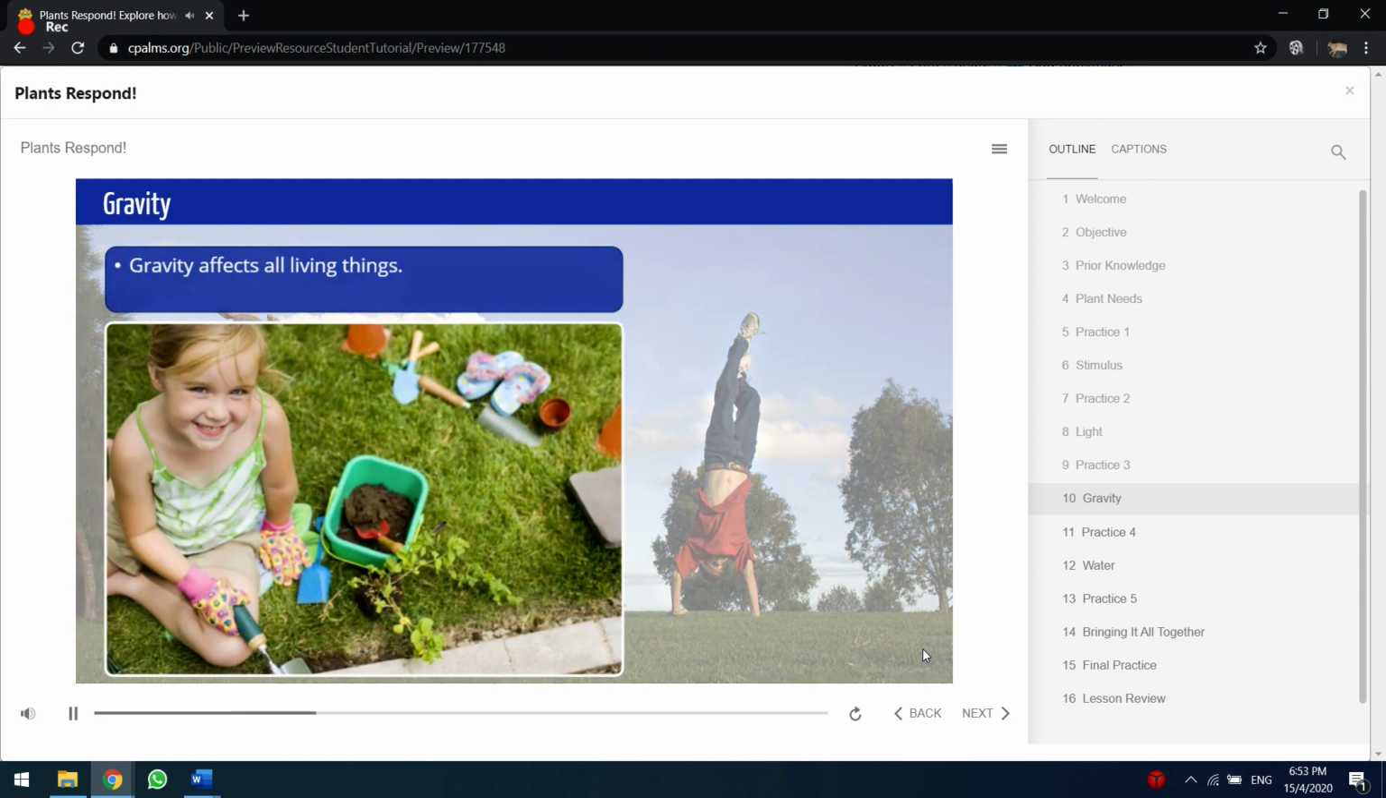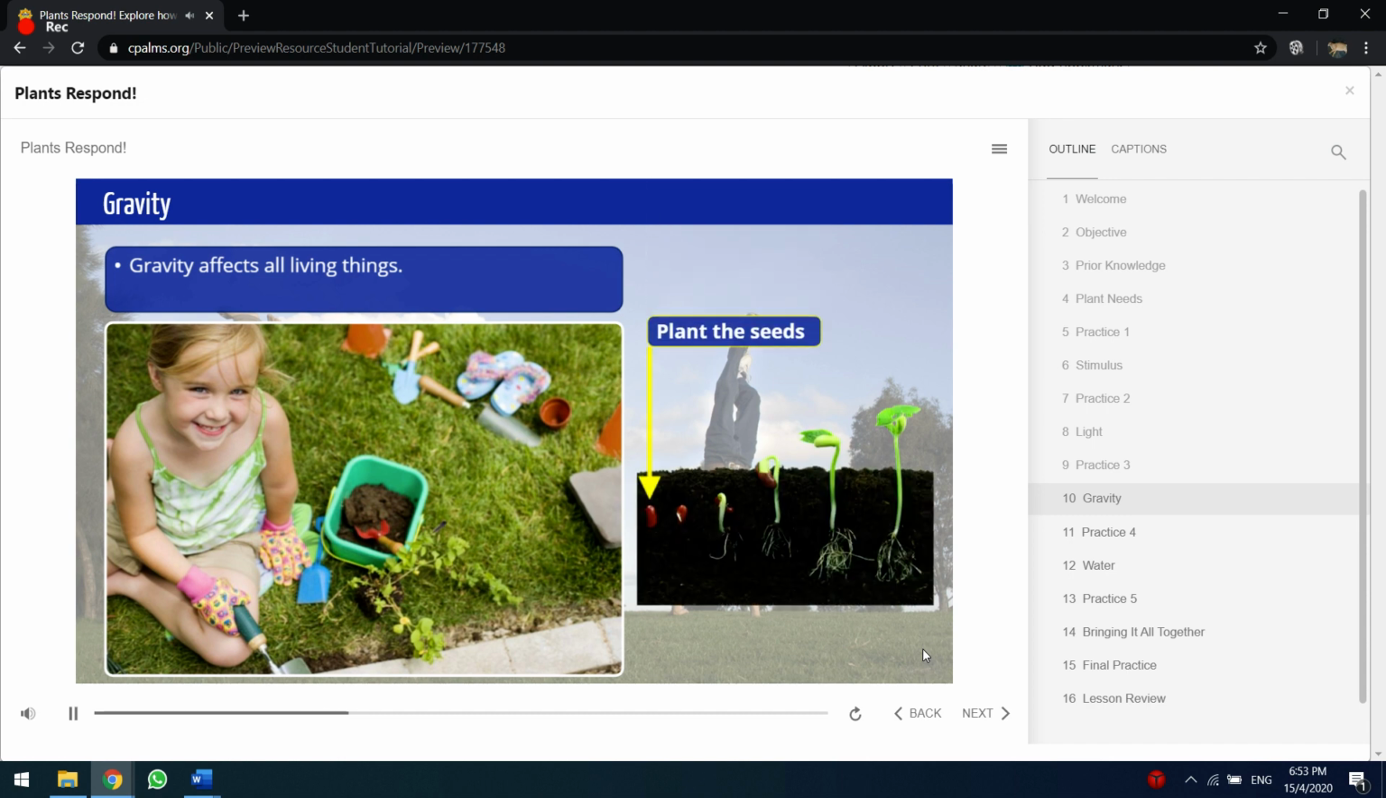Have you ever planted a seed or helped in a garden? When you plant a seed, you bury it in the ground. When a seed starts to grow, the first part of the plant that starts to grow is the root. Somehow, the new root knows to grow down into the ground. How does it know which way to go?